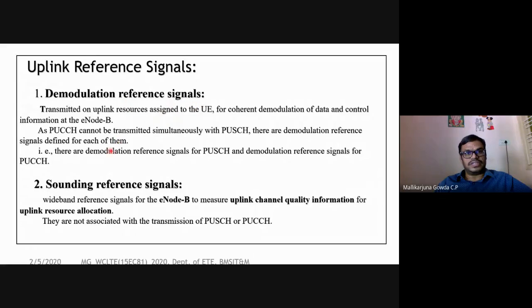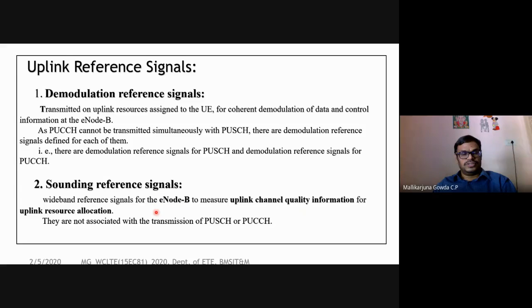Okay. So hope it is clear about the demodulation reference signal. The purpose is that they are transmitted on uplink resources assigned to the user equipment for the coherent demodulation of data and control information at the eNodeB. As I said, PUCCH is time division multiplexed with the PUSCH, so each channel will have a different demodulation reference signal. Then the second one is the sounding reference signal.